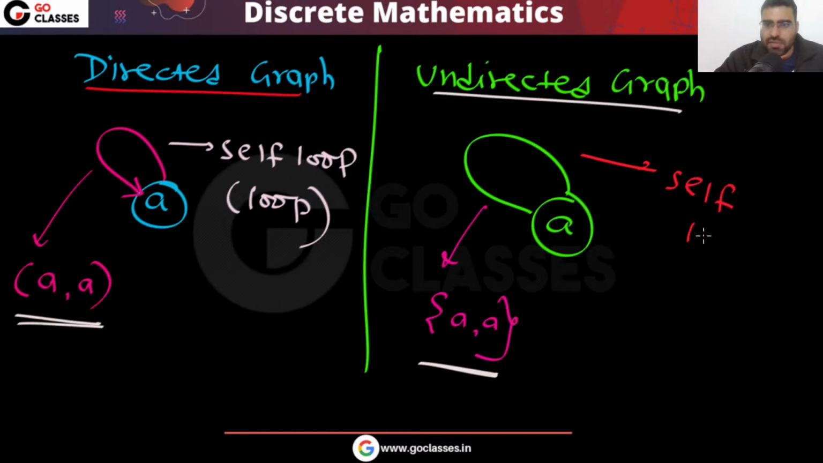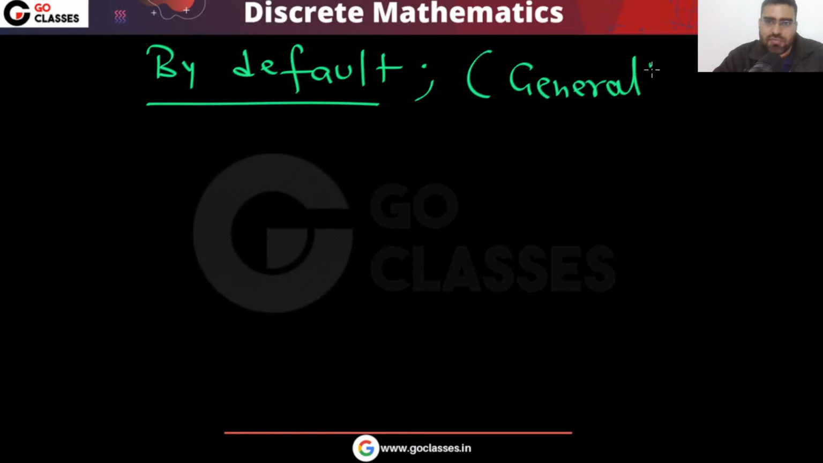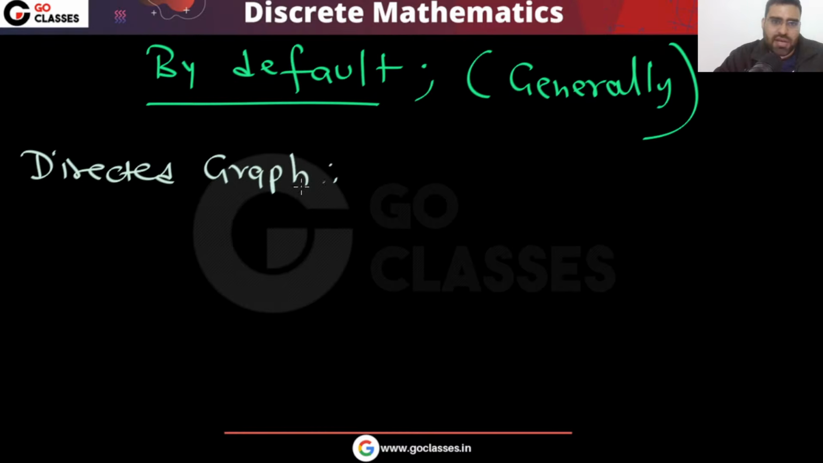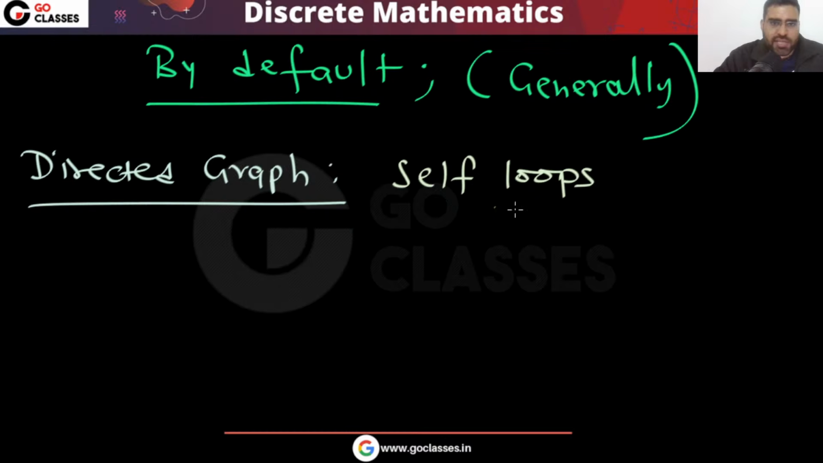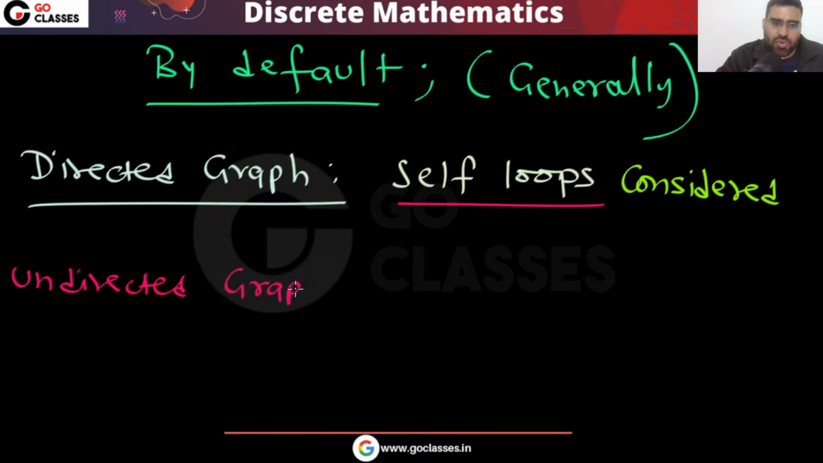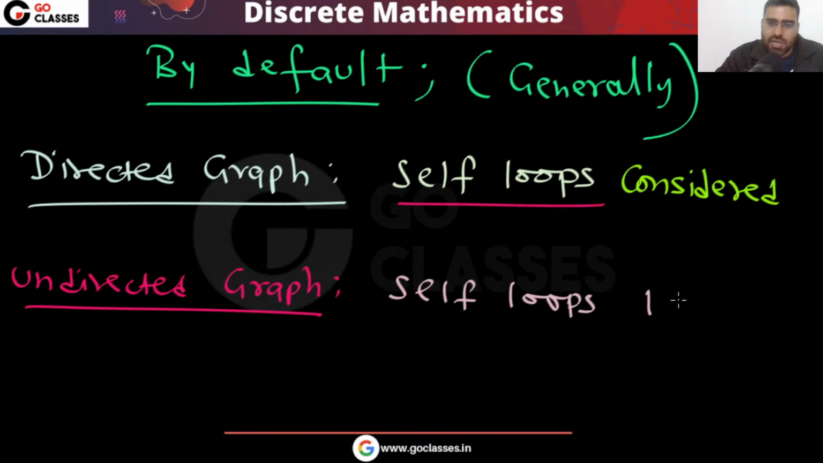Now let me tell you one thing: by default, when we talk about an undirected graph, we don't consider self loops, but by default when we talk about a directed graph, we consider self loops. Generally, when you talk about a directed graph, self loops are considered; we don't ignore the possibility of a self loop. But in the undirected graph, generally by default, if no information is given to you, self loops are ignored, or I can say self loops are not considered.